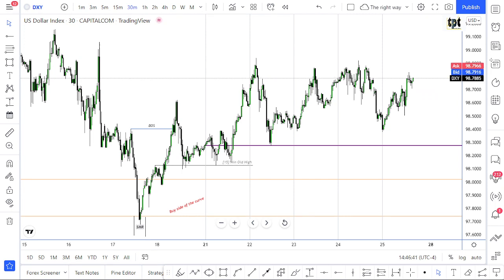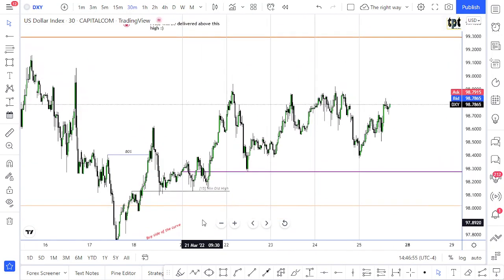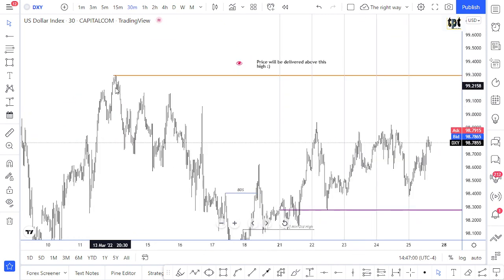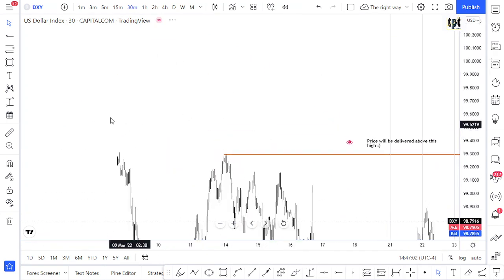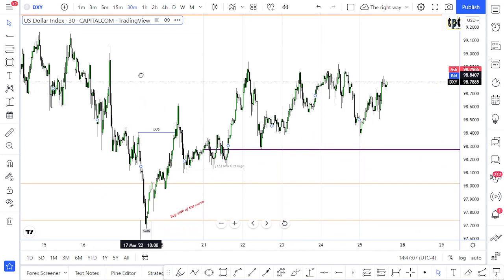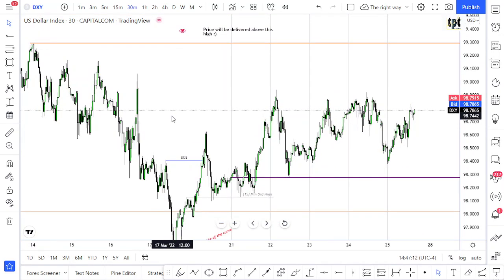Now, this is the chart of the dollar index that you're able to see on the screen, and I've been bullish on this dollar index. I've been calling the move, anticipating the dollar index to be delivered above this high. Potentially it can also go above these highs because on the daily time frame you'll be able to see that it is bullish. Before I talk about this one, look at this one, and I shared it.